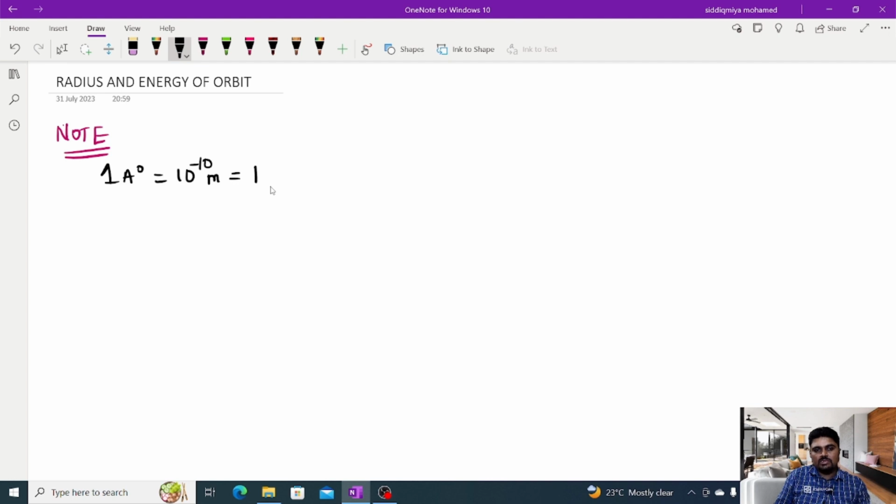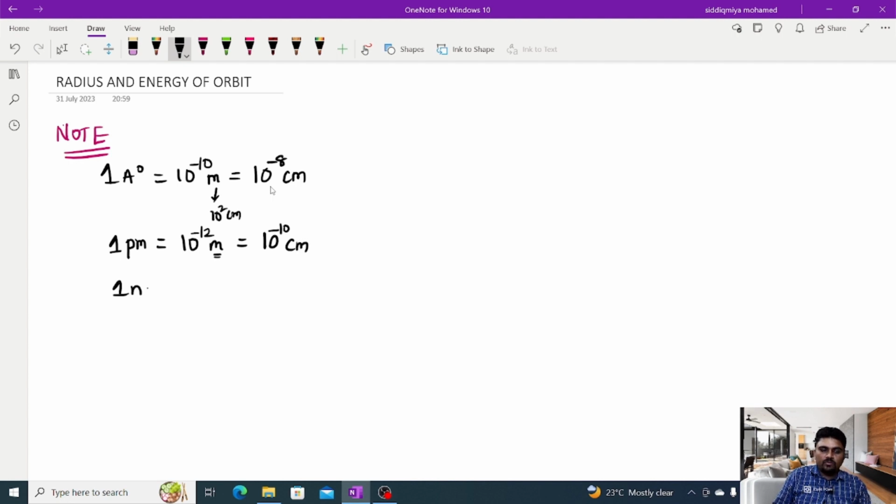So how many centimeter will come? 1 meter is 10 power 2 centimeter. So you will get 10 power minus 8 centimeter. Now 1 picometer is equal to 10 power minus 12 meter. Then how many centimeter? Again the same, 1 meter is equal to 10 power 2 centimeter. Then you will get 10 power minus 10 centimeter.